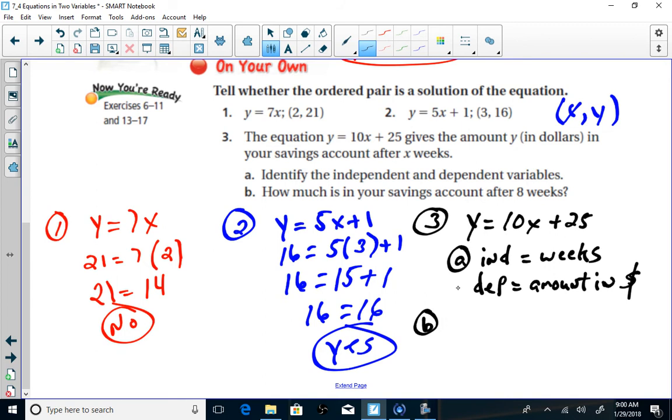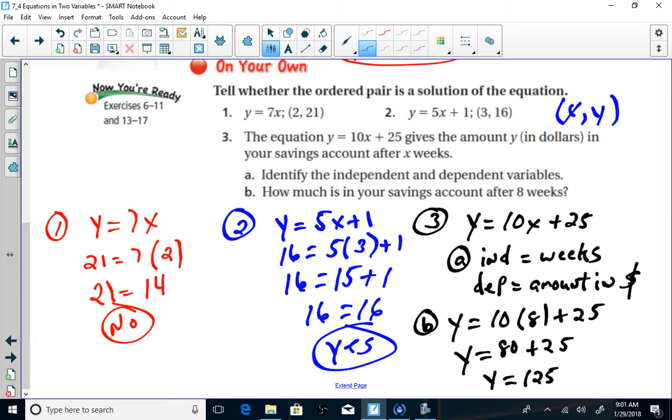For part B, how much is in your savings account after 8 weeks? I take my original equation. We know that the independent variable, my x value, represents the number of weeks. So y is equal to 10 times, replace x with 8, plus 25. y is equal to 80 plus 25. So y is equal to 125. And that 125 represents what? The amount in dollars. All right, $125. Okay?